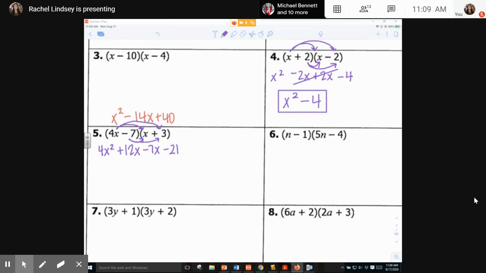Okay, now combine like terms. 4x squared, and 12x minus 7x is 5x, positive 5x. And then bring down the 21, the minus 21.